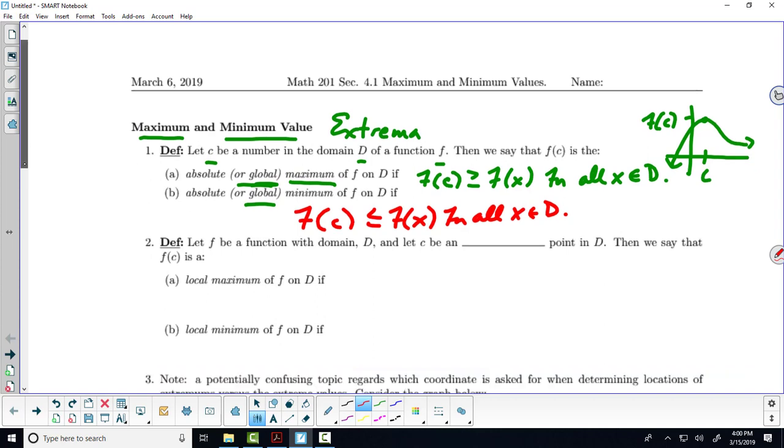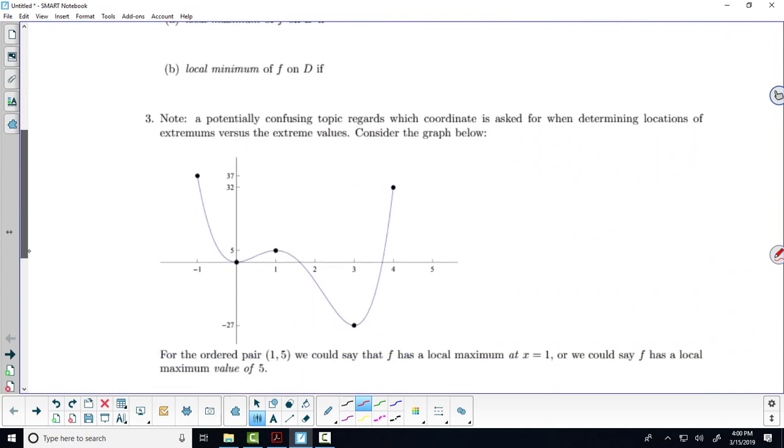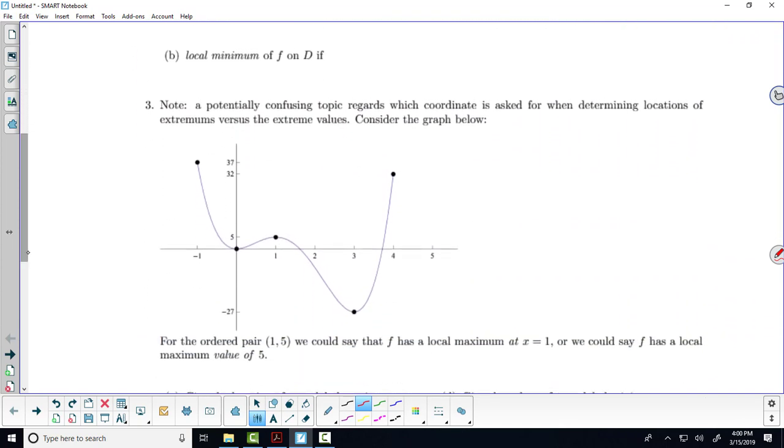In fact, let's scroll down real quick and look at this function here. For this function, I want to identify the global maximum and global minimum, if there are any. And in this case, there are. Let me say that this point right here is a global maximum on this function, and this point right down here is a global min.